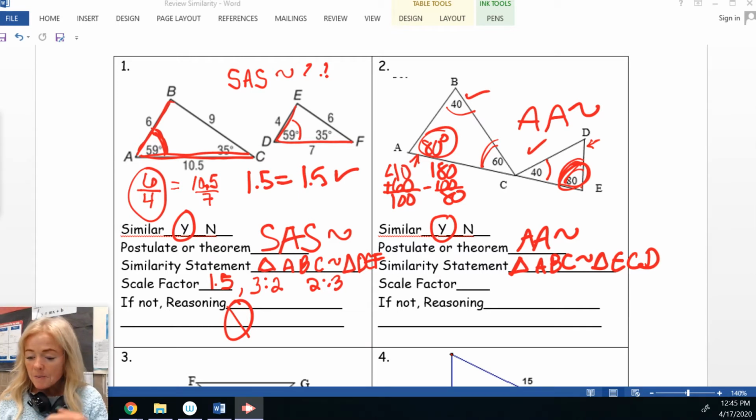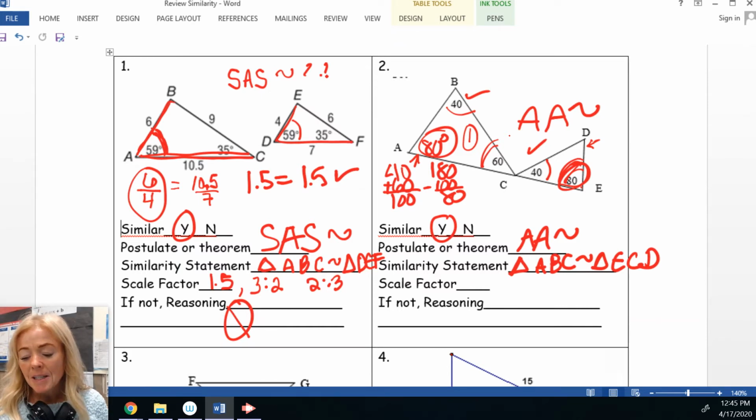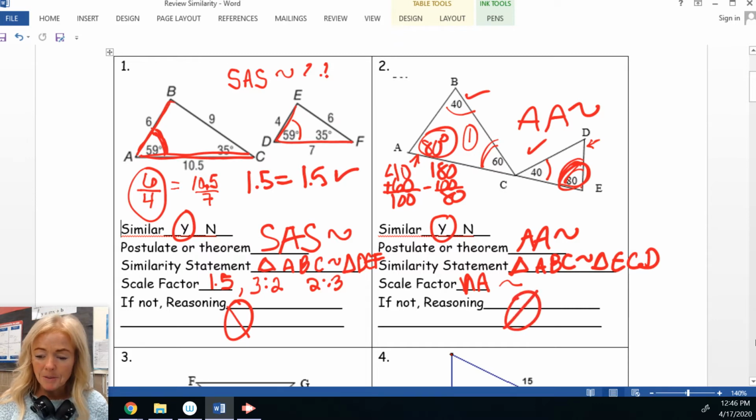All right, so the scale factor is going to be, when you just get to pick a triangle, so let's pick this one as number 1. You know what? We don't have side measures. We need side measures in order to come up with a scale factor. So we're going to say not available to us, not applicable. We can't determine it. All right, and of course they're similar, so we don't need that reasoning.